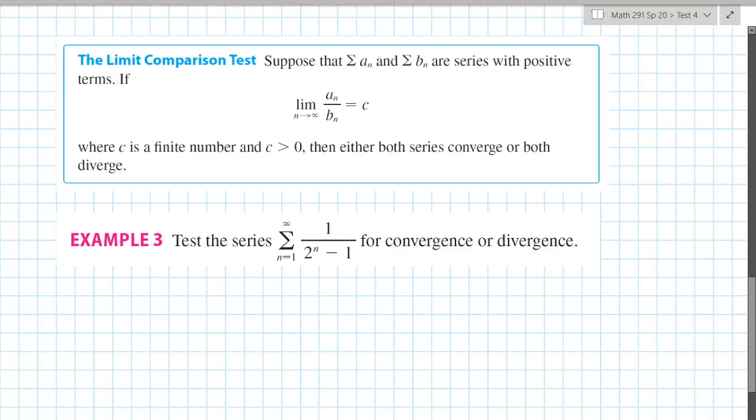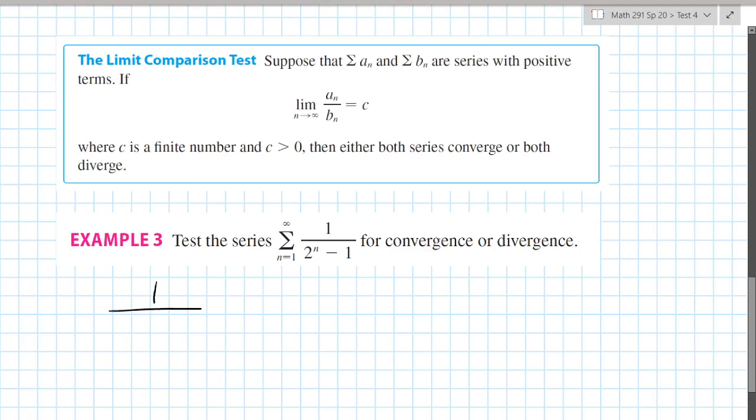Next test is the limit comparison test. It looks kind of like the comparison test, except now we've got a series that we know and a series that we don't know. And what we're doing is we're making a ratio of the two of them, and we're looking at the limit as n approaches infinity. If the limit exists and is a finite number, then both series either converge or both diverge.